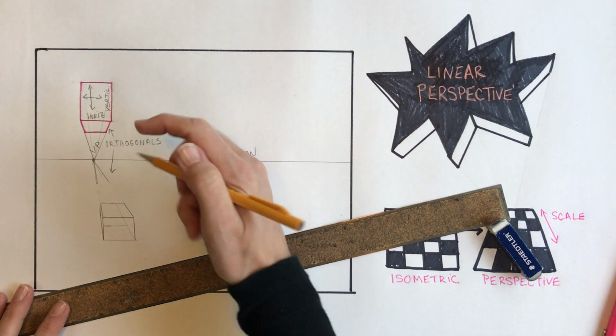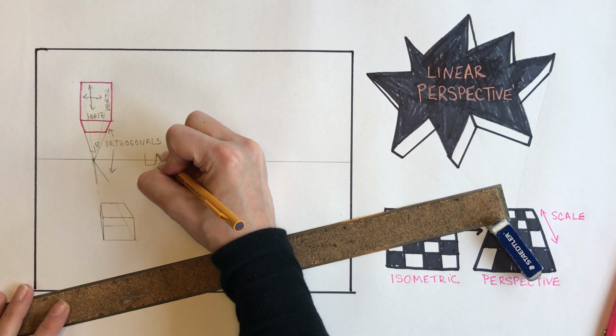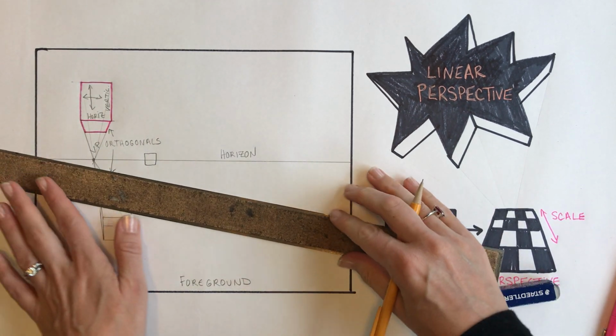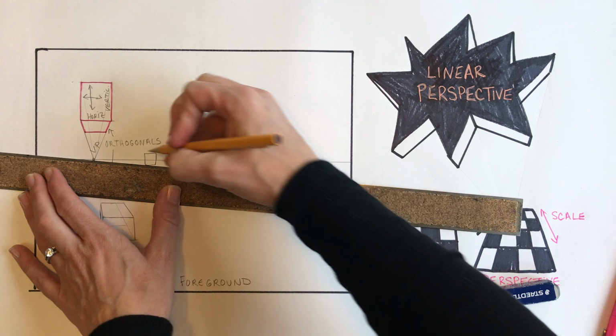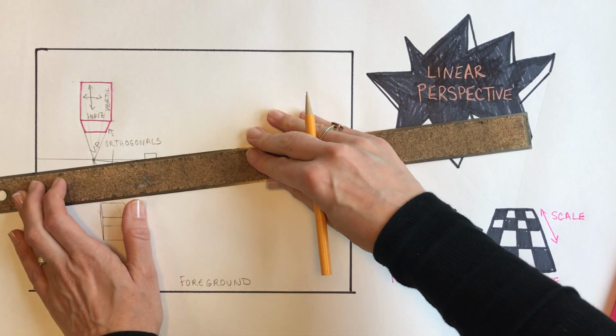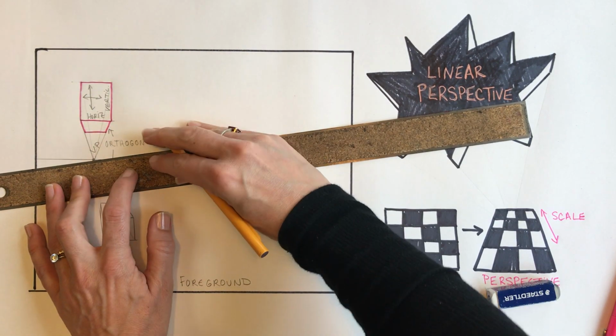What happens if you've got a cube and it's right on the horizon line? Well, in that case, you won't see the top or the bottom. You're only going to see the side.